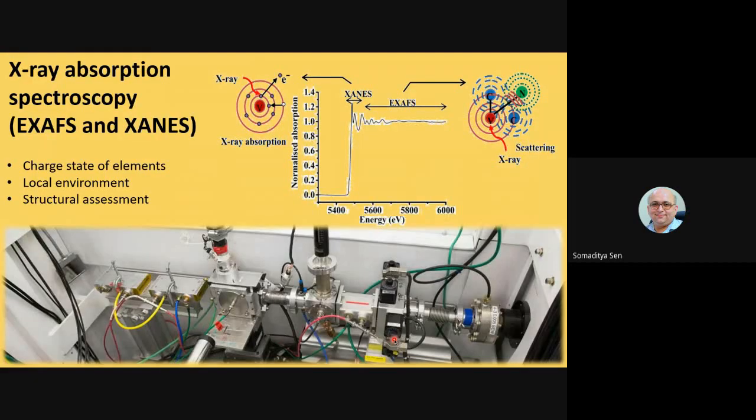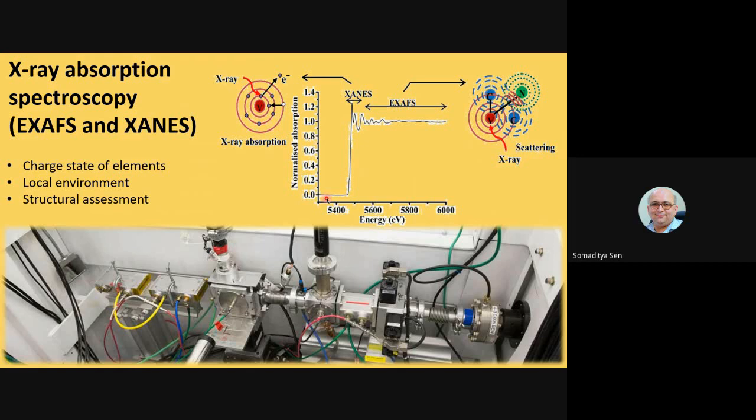Now similar to this XPS data, some of us who are acquainted with the beam lines in synchrotrons also do X-ray absorption spectroscopy. X-ray absorption spectroscopy is a similar process. You shine the atoms with a high energy X-ray, and then you analyze the data. Whenever there is an absorption, there is a peak. So this is the normalized absorption. What do you mean by normalized absorption?